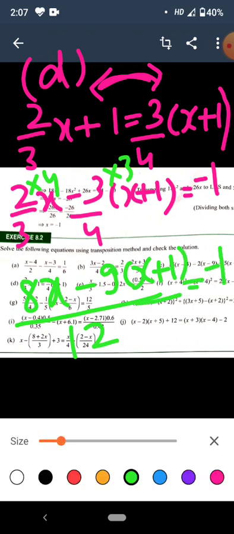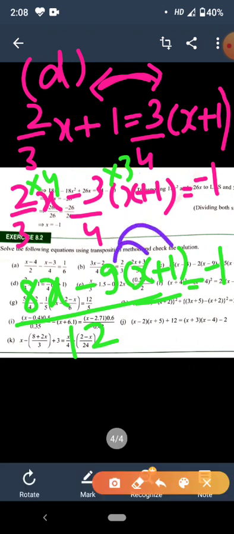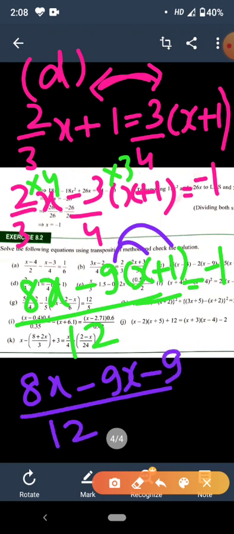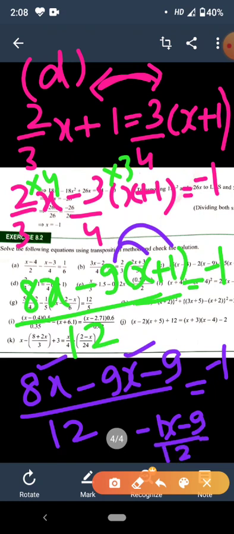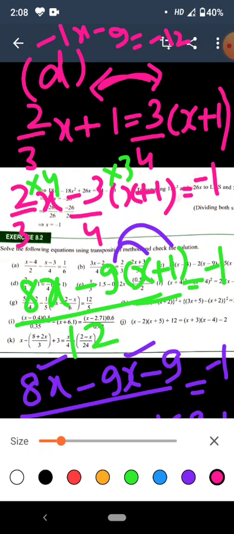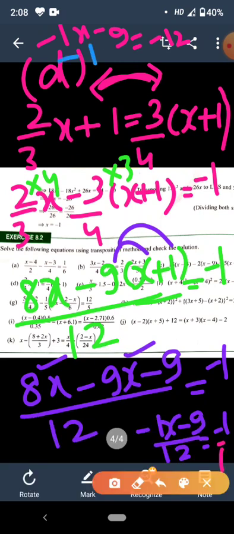After this, again the simplification process, solve the bracket. 8x minus 9x minus 9 minus 1. Now 8x minus 9x, it will be minus 1x minus 9 upon 12. After this, what is the task, beta? Just do the cross multiplication. So minus 1x minus 9 is equal to minus 12. Now take minus 9 on the other side, minus 12 plus 9. Minus 1x is equal to minus 3.